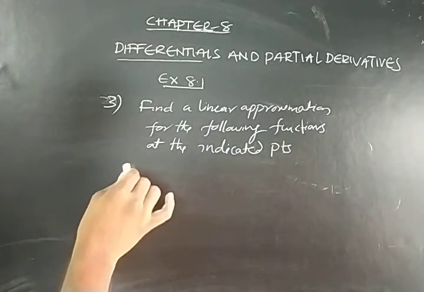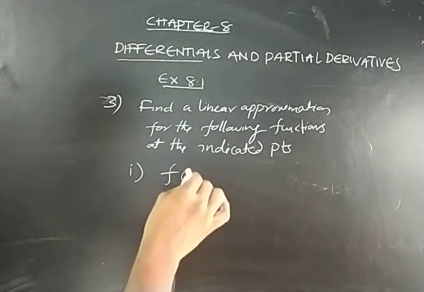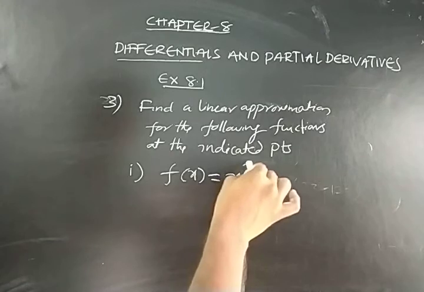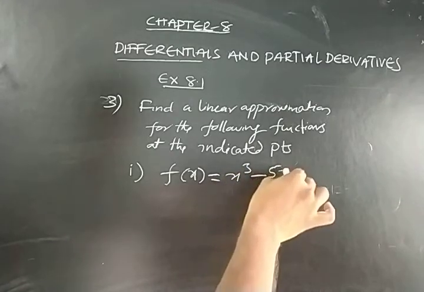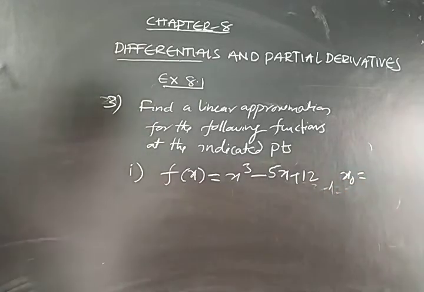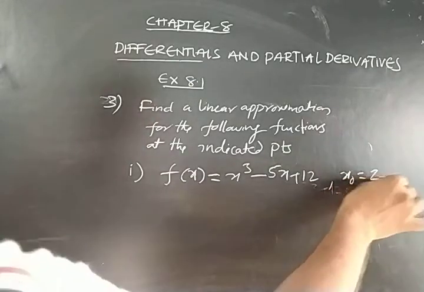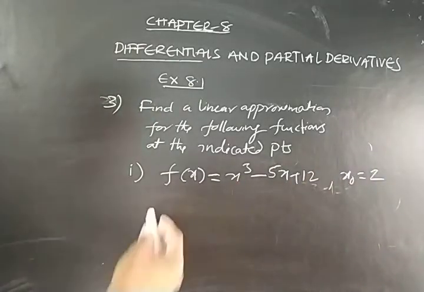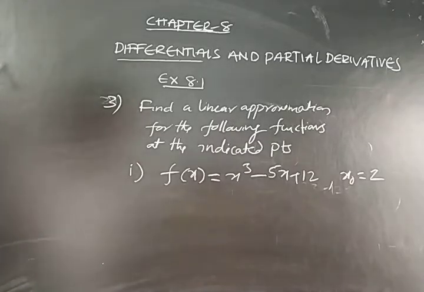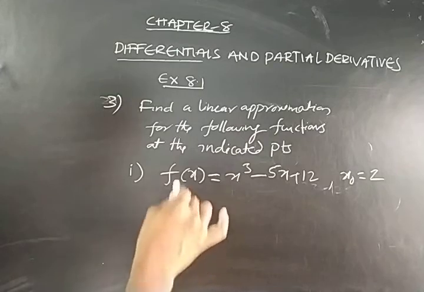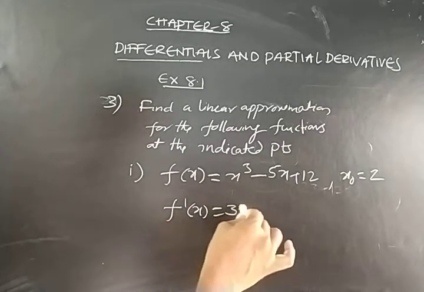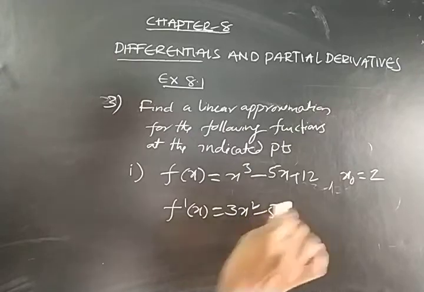First question. We have to find the linear approximation of this function f of x is equal to x cube minus 5x plus 12, and x naught is given. At this point we have to find the linear approximation only. To find the linear approximation we need the derivative, so I am differentiating this function. F dash of x is equal to 3x square minus 5.